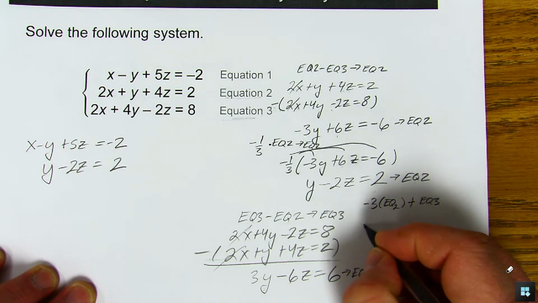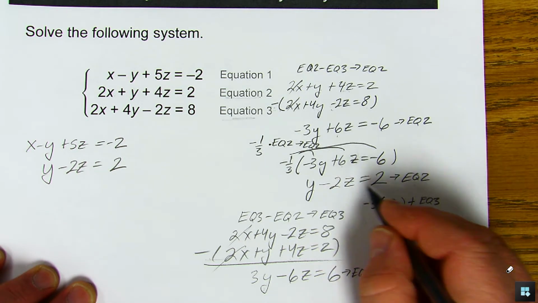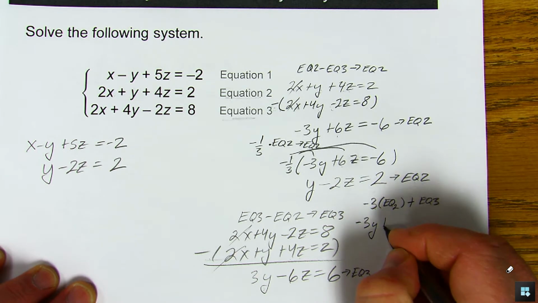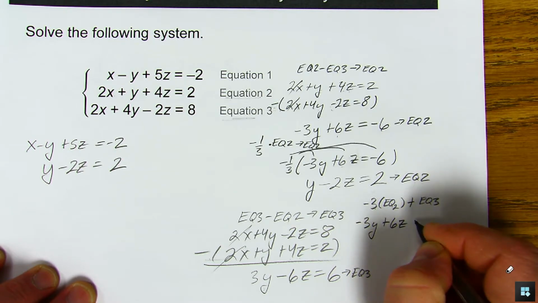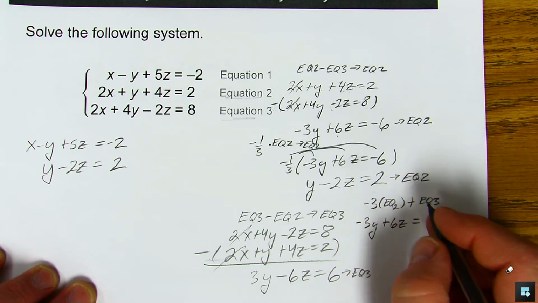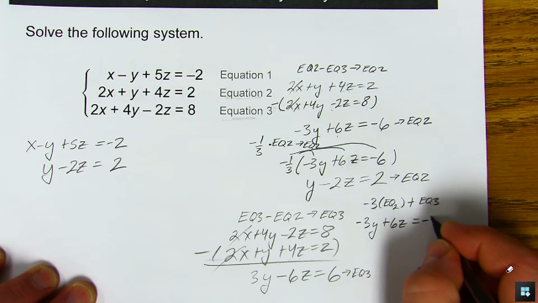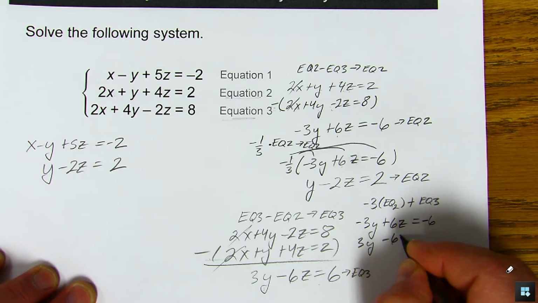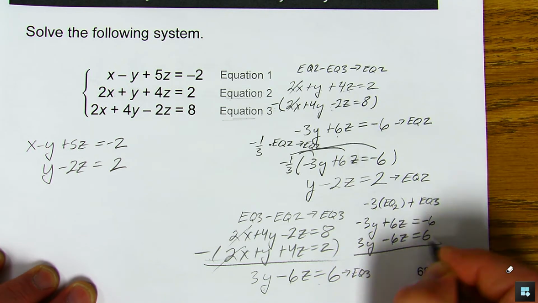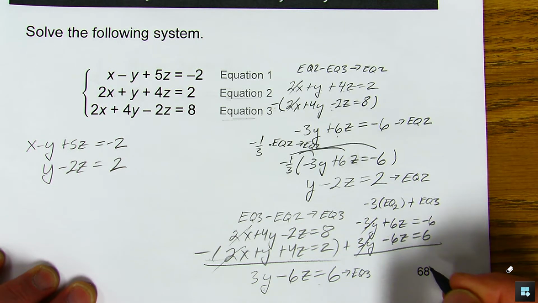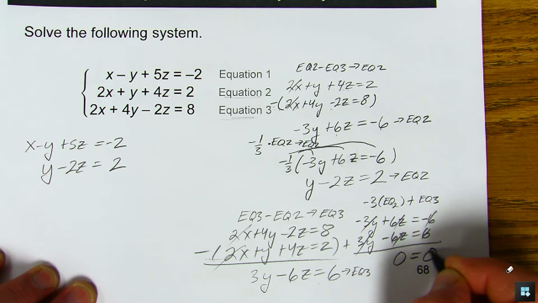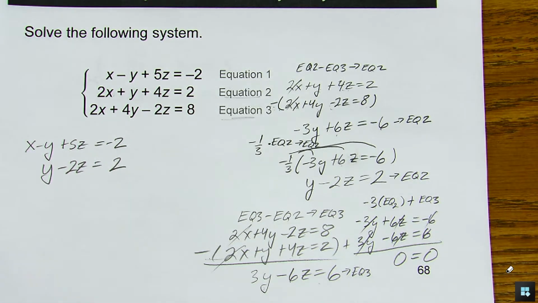So -3 times equation 2 gives -3y, -3 times -2z is plus 6z, and -3 times -2 is -6. Then I have my new equation 3, which is 3y minus 6z equals 6, and I'm going to add those together. These are going to cancel, these are going to cancel. Oh, I get 0 equals 0. Remember, 0 equals 0 means an infinite amount of solutions.